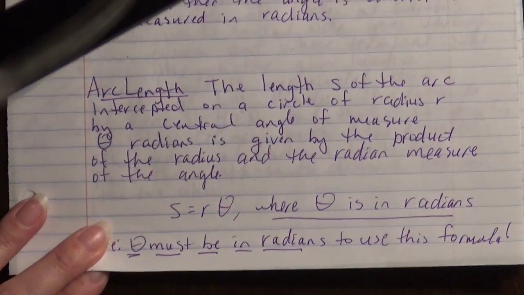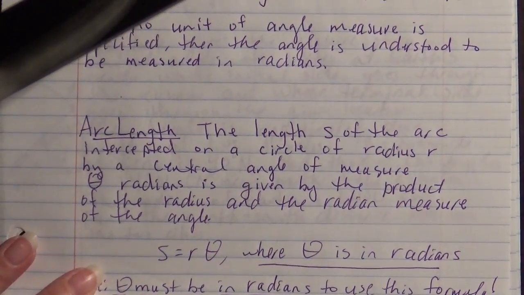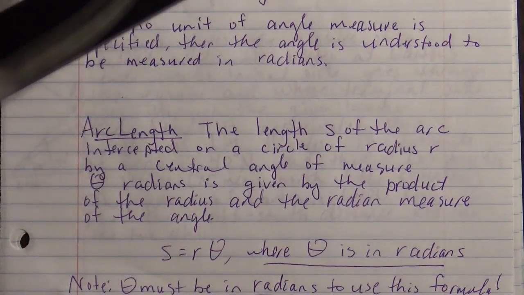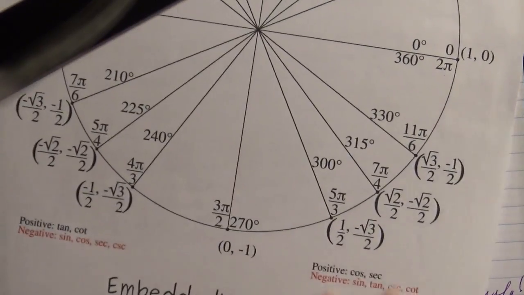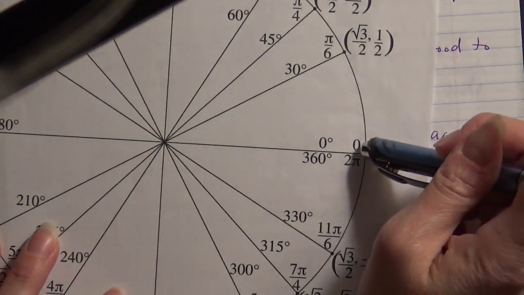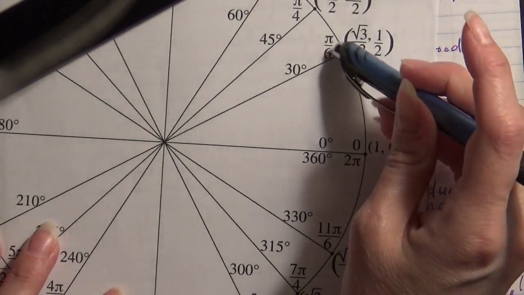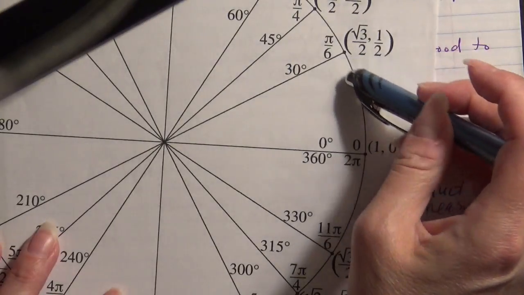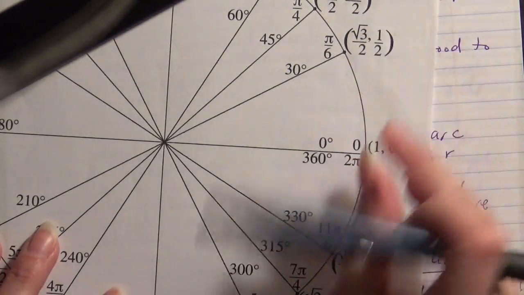All right. Next thing we're going to talk about is arc length. So remember, arc length is like, let's go back to the unit circle. An arc, for example, might be the distance from here to here. So that's an example of an arc. We're going to talk about how to measure the length of an arc here.